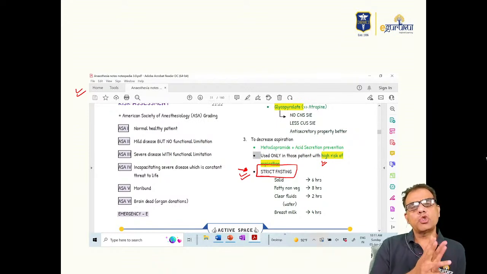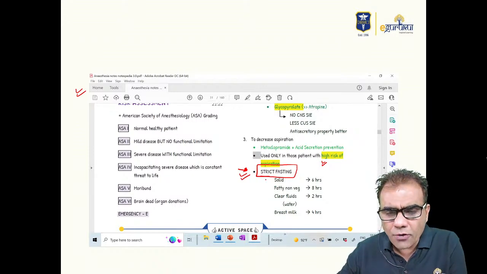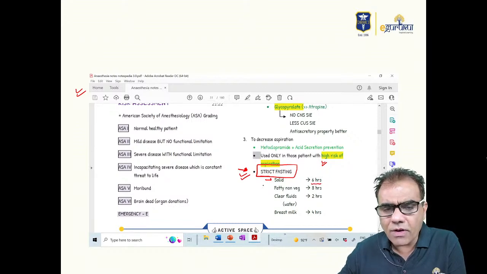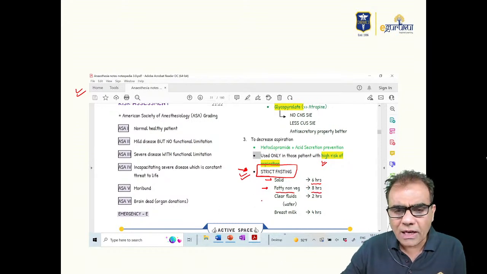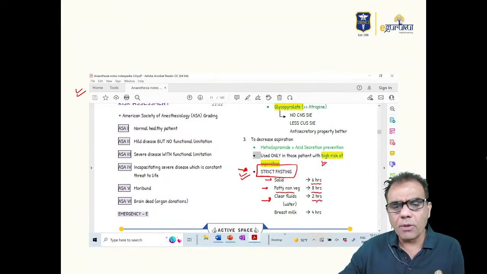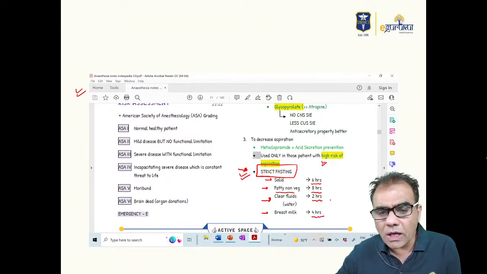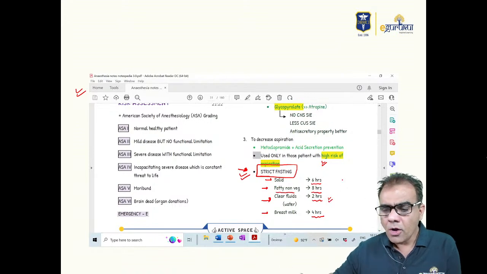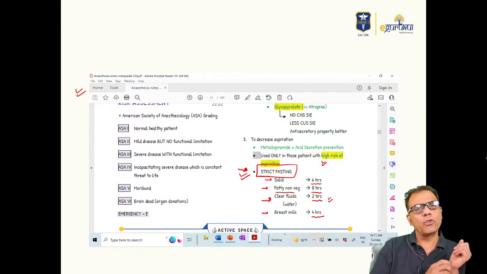So fasting should be adequate, and the fasting guidelines are solid food 6 hours. However, if the patient has taken a fatty non-veg meal, that fasting should be 8 hours. Clear fluids, that is water, can be given up to 2 hours, while breast milk can be given up to 4 hours. So clear fluids means only water, or tea without milk, coffee without milk, or plain juices without pulp.